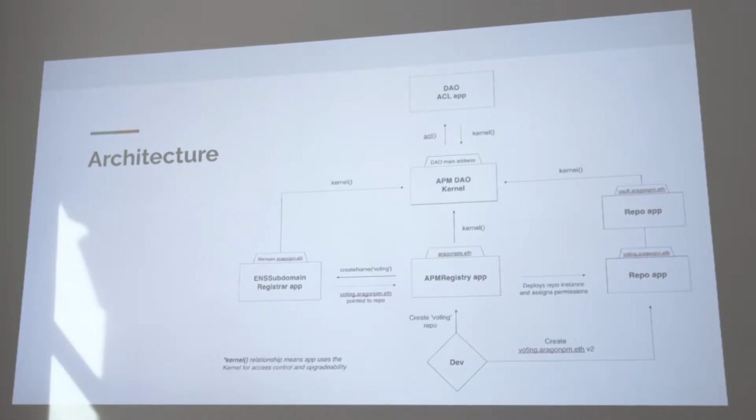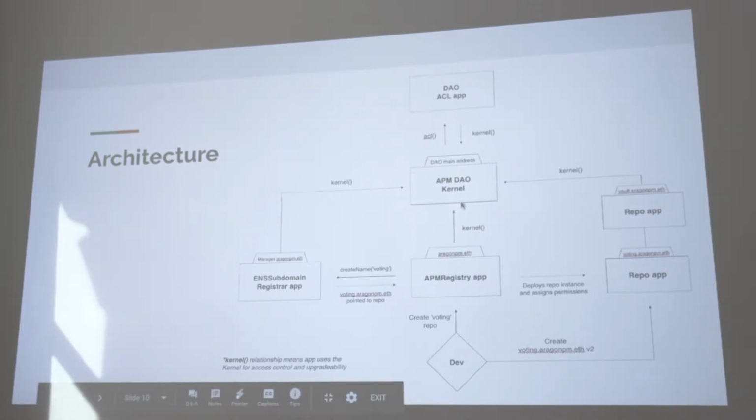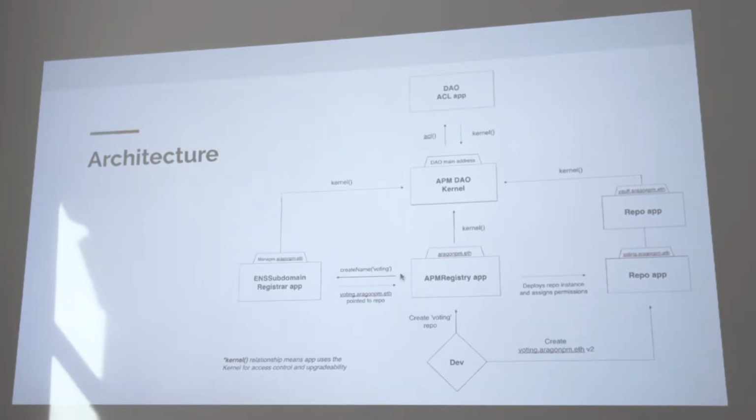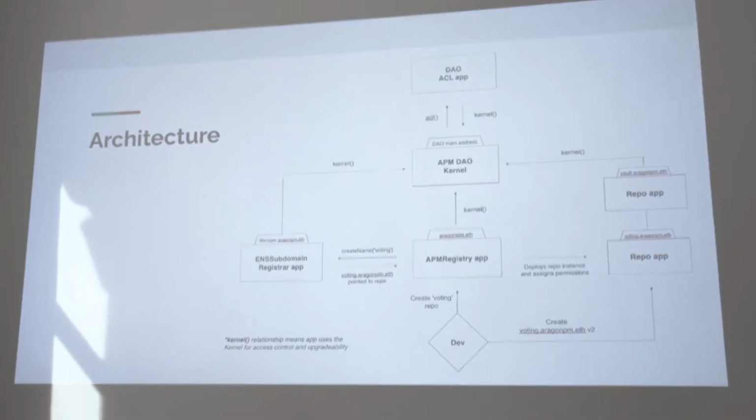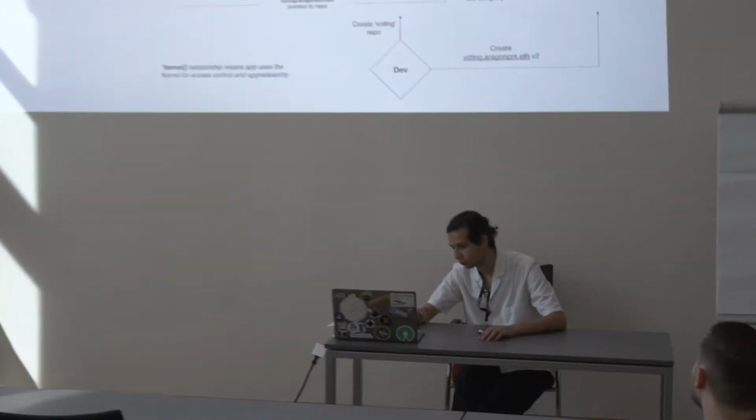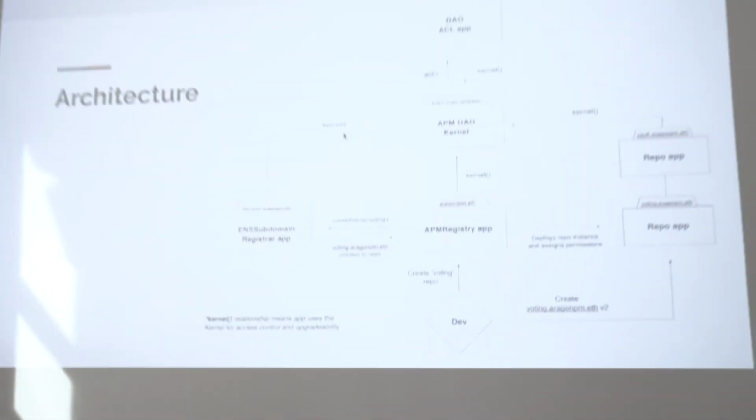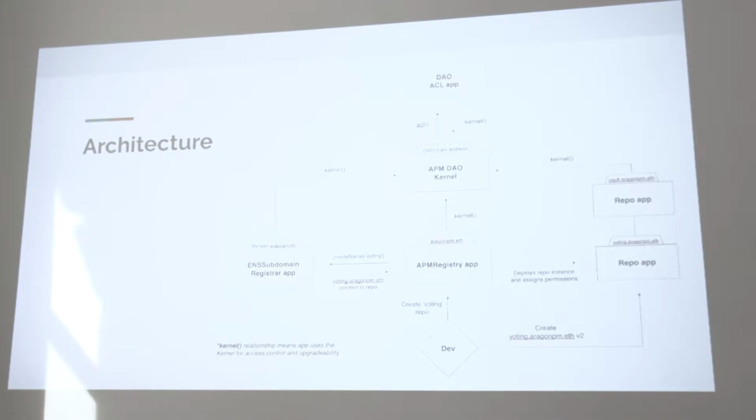So when we were talking about the kernel and the ACL, we see here that the registry itself is a DAO, is an Aragon app. And it has permissions and roles to add subdomains to the ENS registrar. Then through the kernel, once you have this linked, when you get that name hash, you get that particular kernel for that particular app.